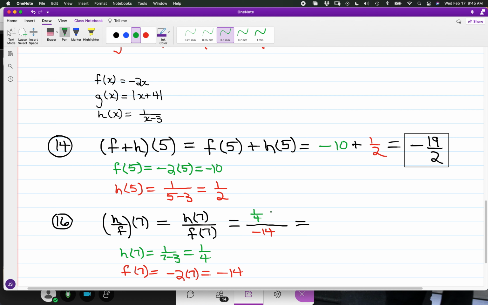So for 1/4 divided by negative 14, if I divide by a number, it's the same as multiplying by its reciprocal. So we can say we have 1/4 times negative 1/14. Here we have a positive times a negative, which will be a negative. 1 times 1 is 1, and 4 times 14 is going to make 56. So for h over f of 7, the result here is minus 1/56.